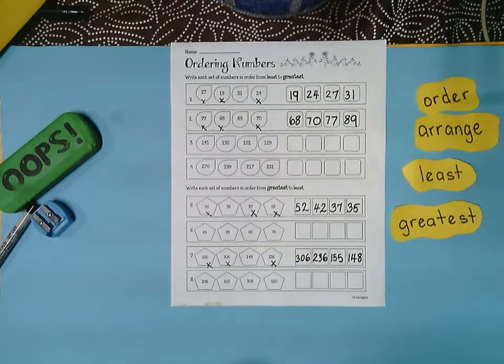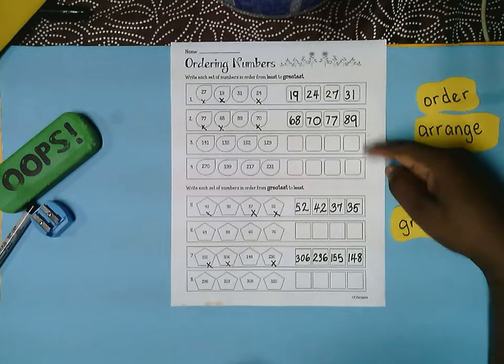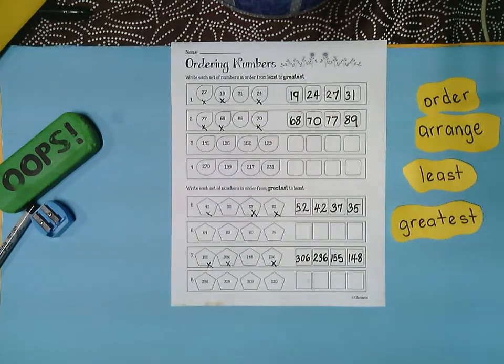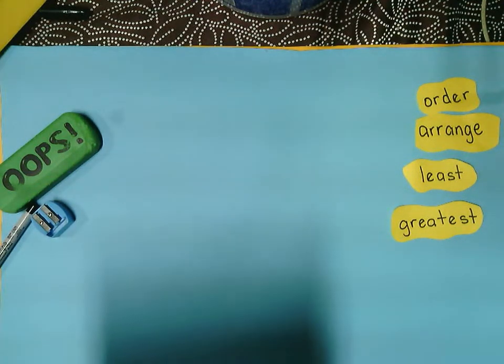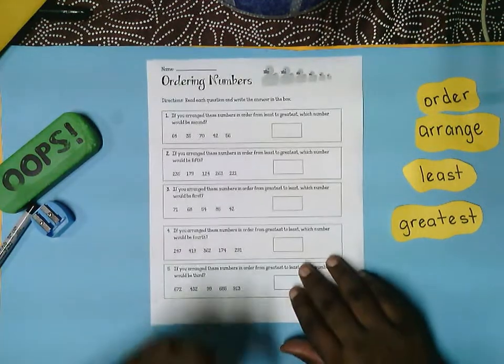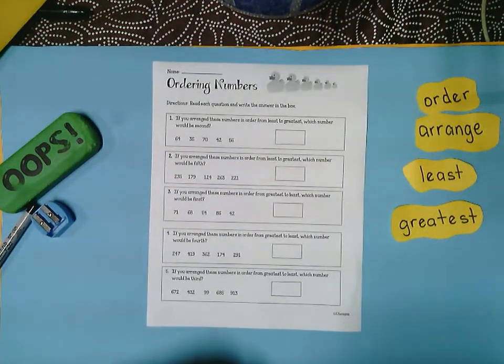So I want you to try this. We've done some together, and the rest you will try on your own. Now, right before we finish, I have a challenge. For those who feel they understand, we're still ordering numbers, but this time we're taking it up a notch.